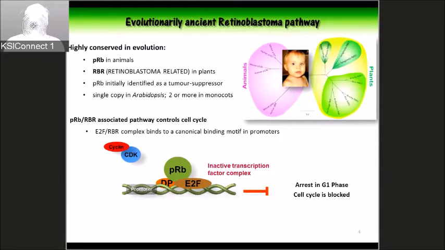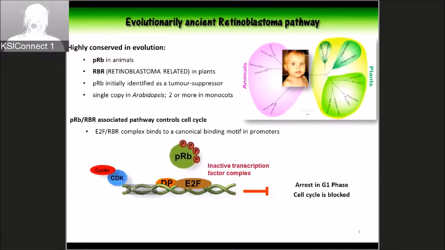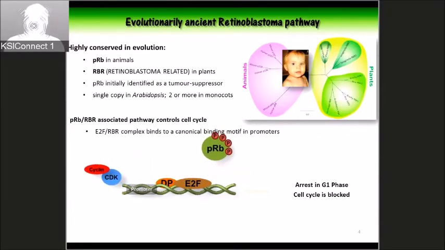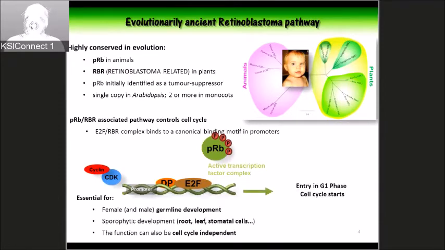However, I'm not going to go into the typical cell cycle story. It's a phosphoprotein controlled by CDK, cyclin-dependent kinase, and cyclin complexes. But what is really important to know is that, more than the cell cycle, it has multiple functions. One is female and male germline development, or gametophyte development, in plants. Sporophytic development, for example root, leaf, and stomatal cells, also requires a functional copy of RB. The function can also be cell cycle independent. It's an important trait, because it's a very essential protein. So if you meddle with it, you must be careful how you interpret it, otherwise you simply end up with cancer-like syndromes.